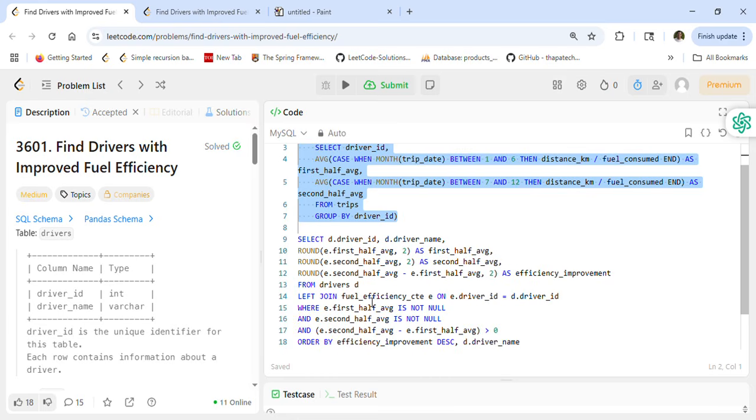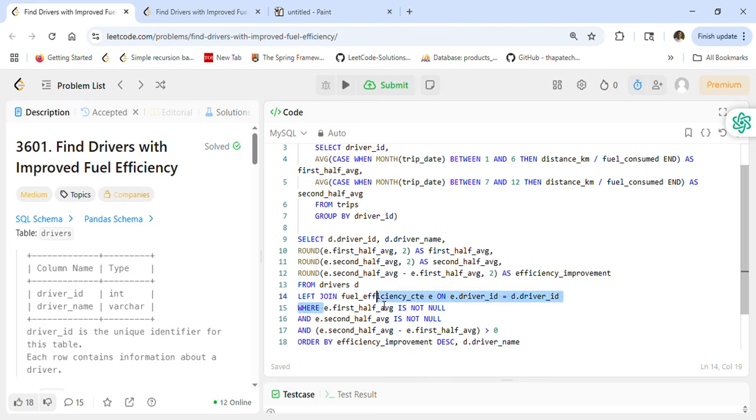So this is our main SQL query, right? First we will take a look at the from clause. You are reading from drivers D. You are doing a left join on fuel efficiency E on E dot driver ID is equal to D dot driver ID. Why are we doing a left join? Because you want the left columns irrespective of whether they have a matching right column or not, correct?